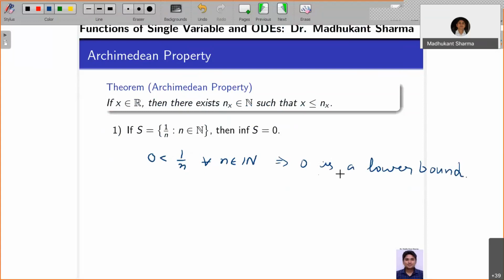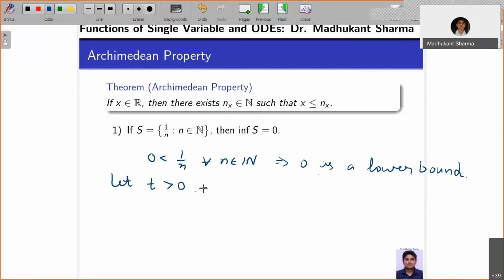Now we want to show that 0 is the greatest lower bound, meaning the infimum. So let t be greater than 0. You have to choose t greater than 0, and you want to show that t is not a lower bound. That means you are going to show that there is an element in S sitting on the left of t.